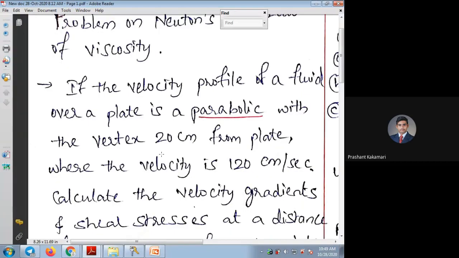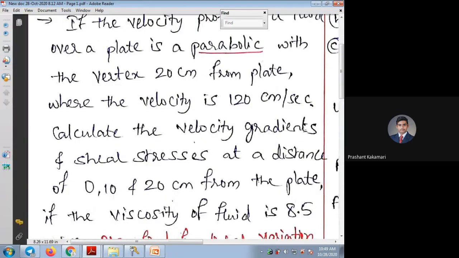So like that, at 20 centimeter from the height of the plate, the velocity is 120 centimeter per second. Calculate the velocity gradients. Here they are not asking velocity, they are asking velocity gradient and shear stresses. So velocity gradient is from Newton's viscosity law. We know that shear stress tau is mu into du by dy. I hope all can remember that equation and recall now for this problem.